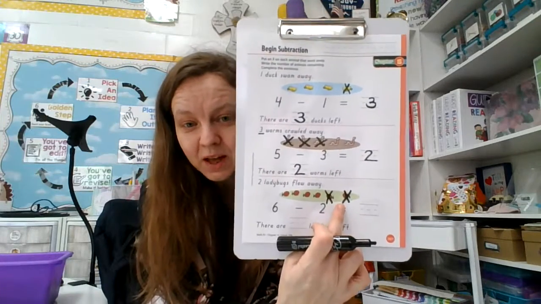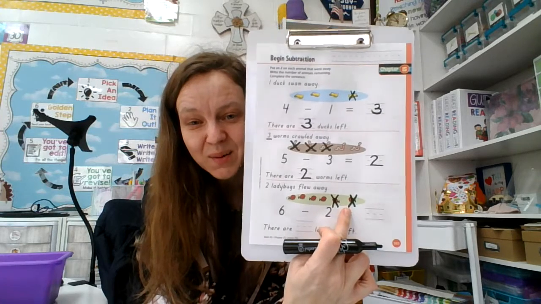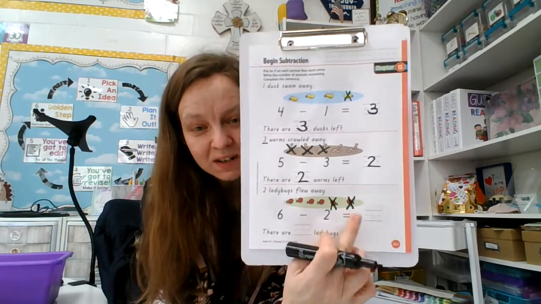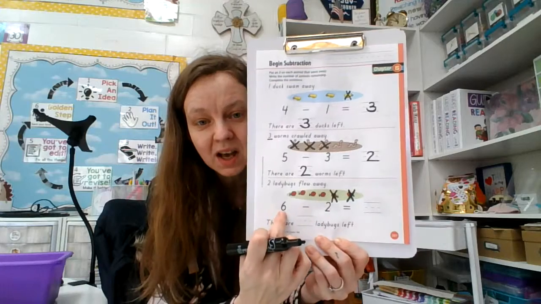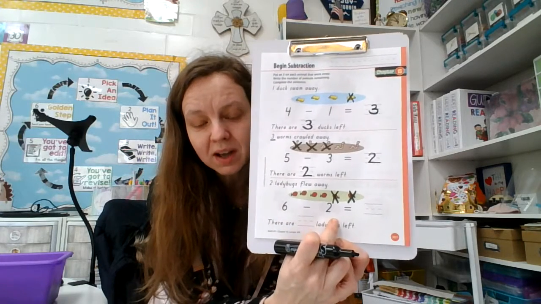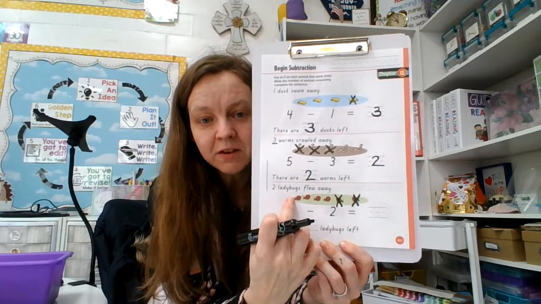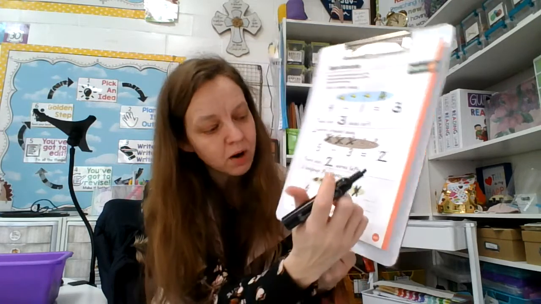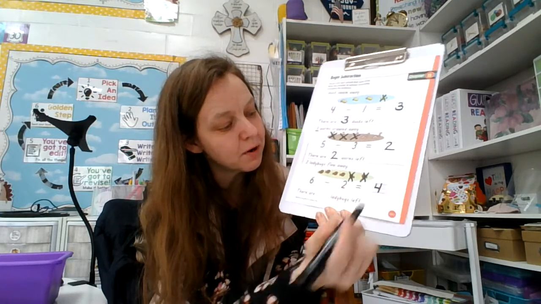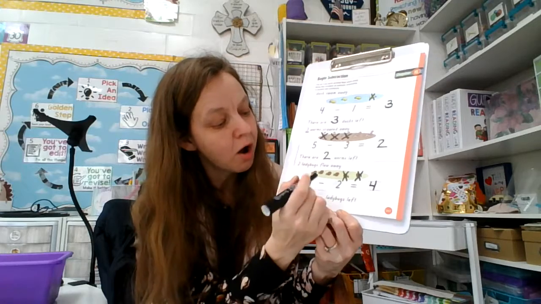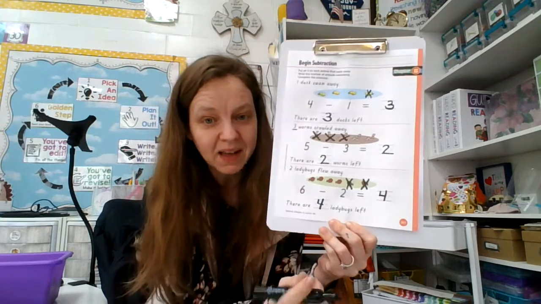There were 6 ladybugs and 2 flew away. Did you cross out 2 ladybugs? I hope you did. Awesome if you did. If you didn't, fix it up and make sure you crossed out 2 because 6 take away 2 is our number sentence. And how many are left? 1, 2, 3, 4. There are 4 left, so I'm going to put a 4 right there. There are 4 ladybugs left.